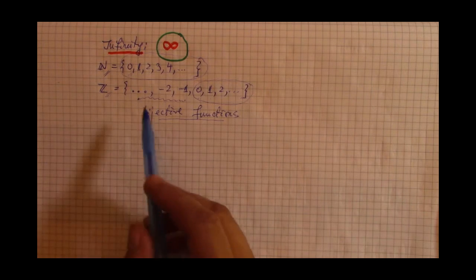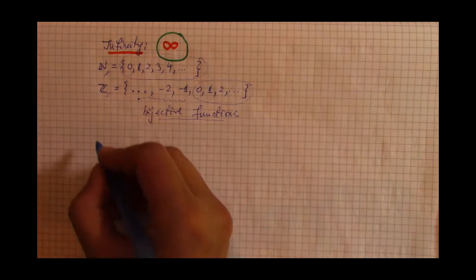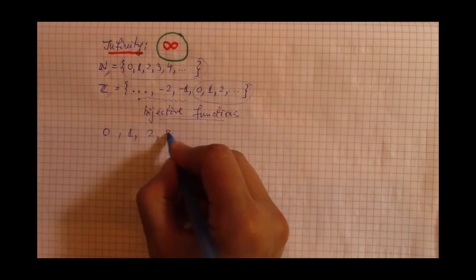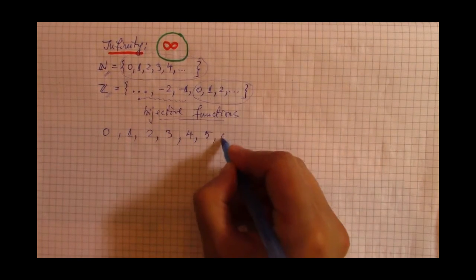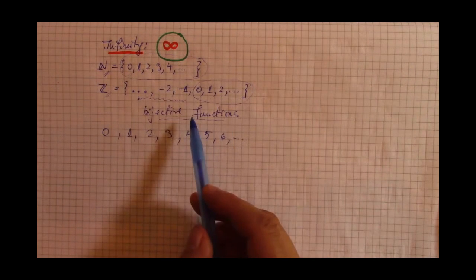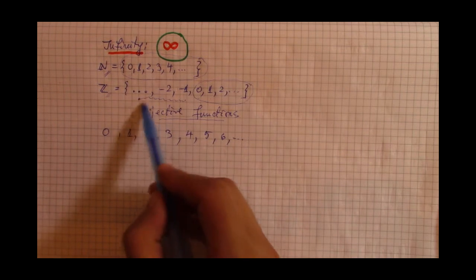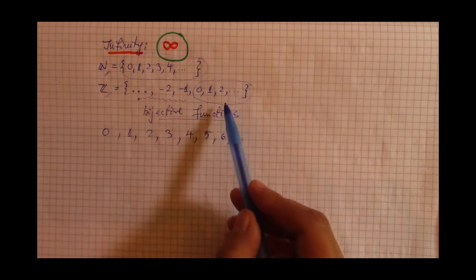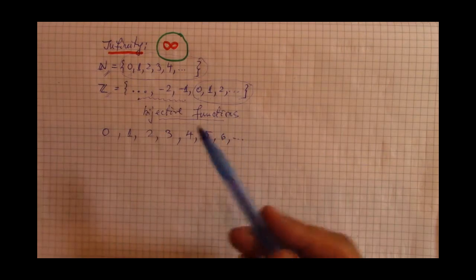Now let's take a different look at these two sets. Let me copy N again. So N is 0, 1, 2, 3. Let's write a few more of these elements, 5, 6, and so on. Let's rewrite Z in a slightly different way, because as you can see, Z doesn't have a beginning and it doesn't have an end. So it's a legitimate way of writing it like so, but how about we write it like so?